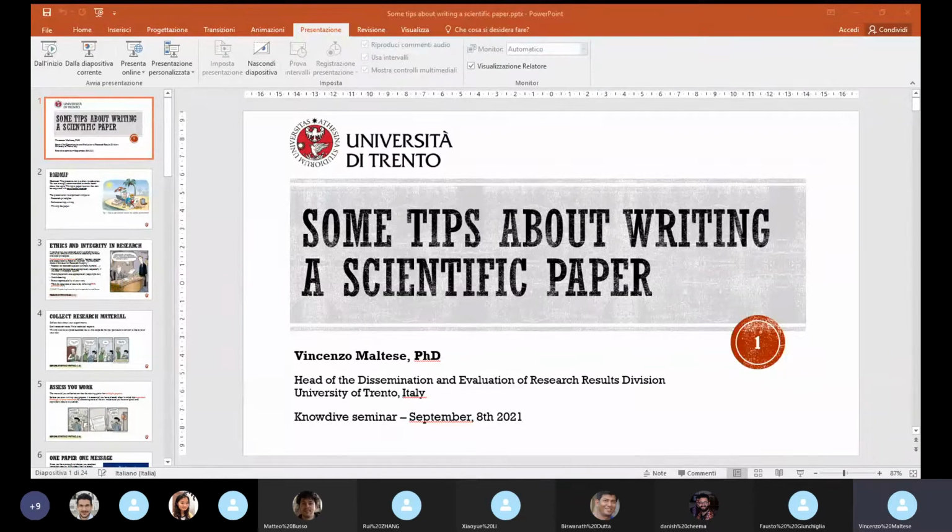So the initial slide is about ethics and integrity in research. Typically, when you conduct research, you should keep in mind that you should follow some integrity principles. A European document, the so-called European Code of Conduct for Research Integrity, describes some of those principles. Principles like honesty, respect, accountability of what you do. For instance, respect for research subjects.